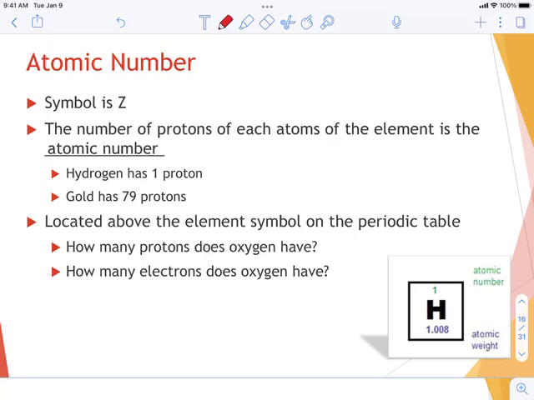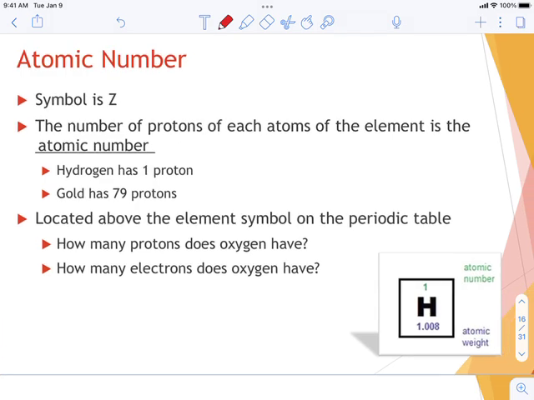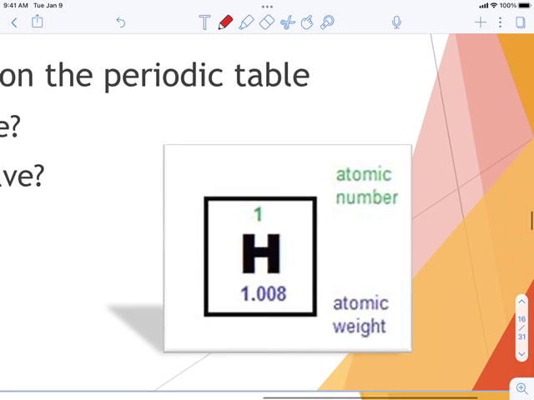The atomic number tells us how many protons are in each element. That's the atomic number, the number of protons. This number is found above the element symbol on the periodic table. So down here in the picture, you'll see an example of hydrogen. The number above is the atomic number. So hydrogen has an atomic number of 1, meaning it has 1 proton.